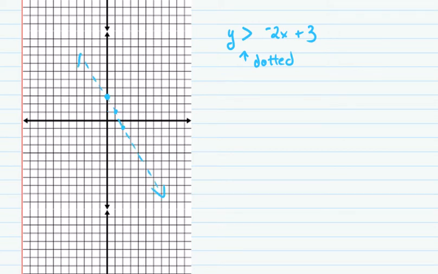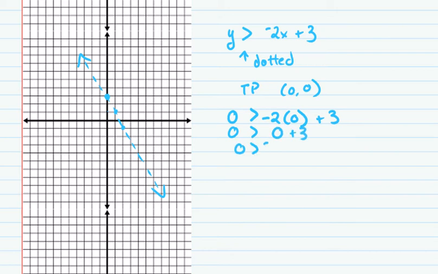And then you use a test point. 0, 0 happens to not be on our line again. So in this case, you do need to plug in both your x and your y. So 0 is greater than negative 2 times 0 plus 3. So 0 is greater than 0 plus 3. 0 is greater than 3.